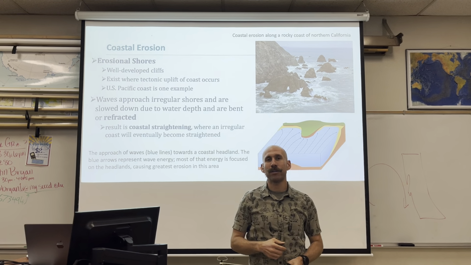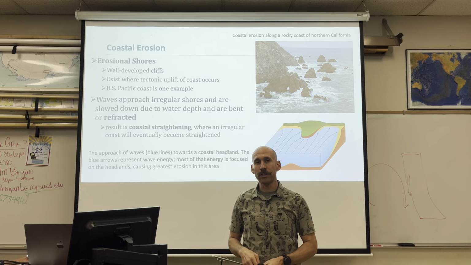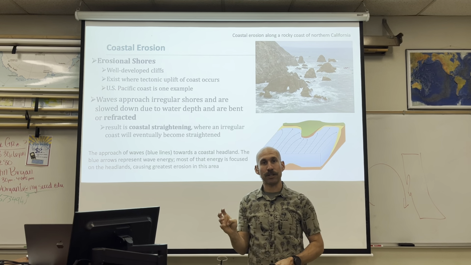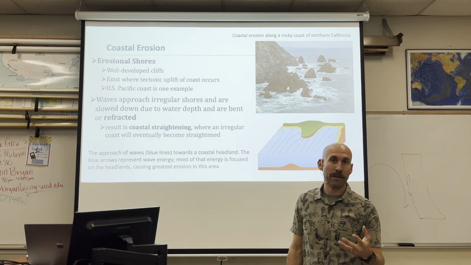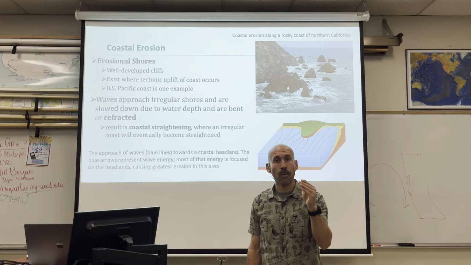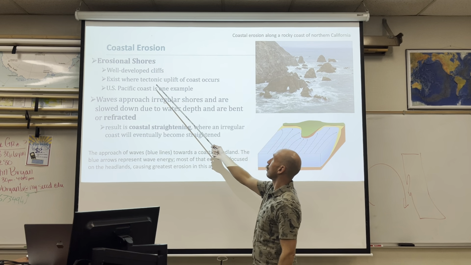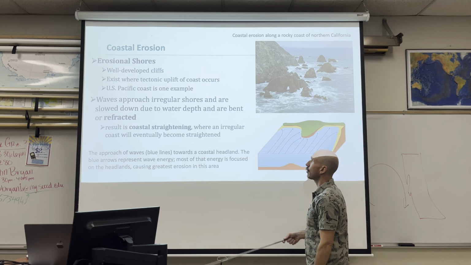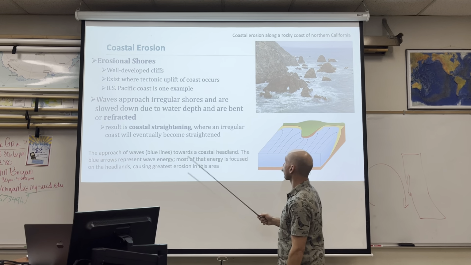So let's talk about different features that we'll find along coastlines. The features are going to be dictated by the dominant force. Is it erosion or deposition? Now, in all coastlines, there's erosion and deposition happening, but certain coasts favor one or the other, and we'll call them erosional shores, where we have well-developed cliffs that exist where tectonic uplift of the coast occurs, or depositional shores, more on that to come.